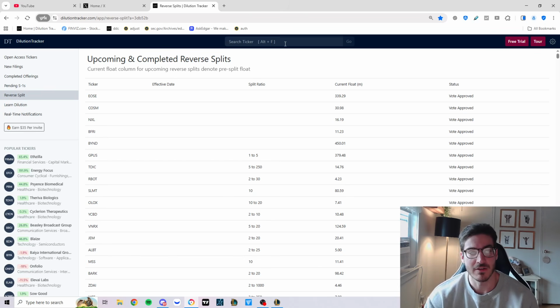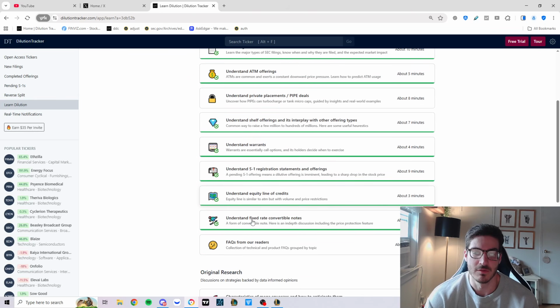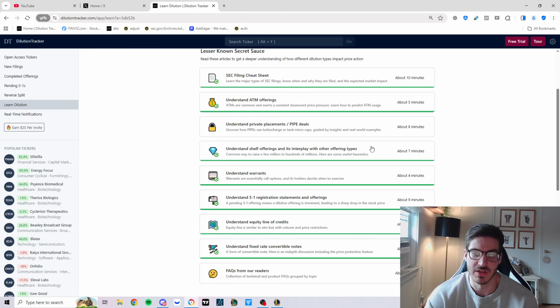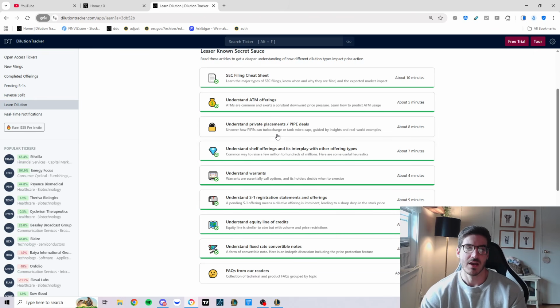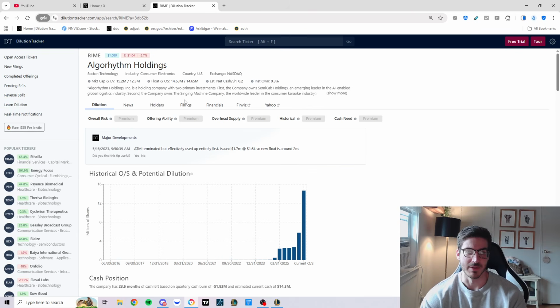So Dilution Tracker actually has some good information here if you want to learn about basic dilution and things like that. This is for free, by the way, learning about understanding ATMs and S1s and so on. So I'm going to dive right in and give you some basic stuff. Let's pull up some tickers. I think this was one.